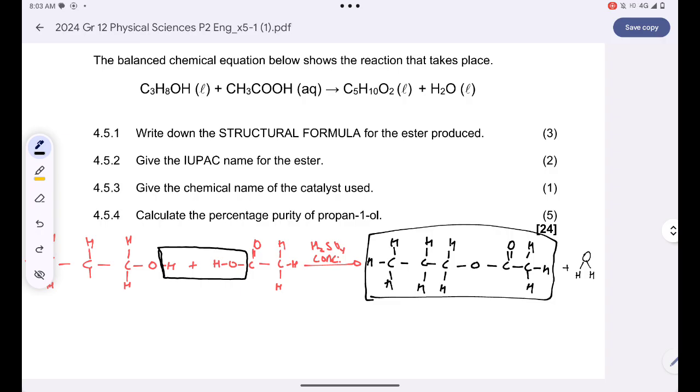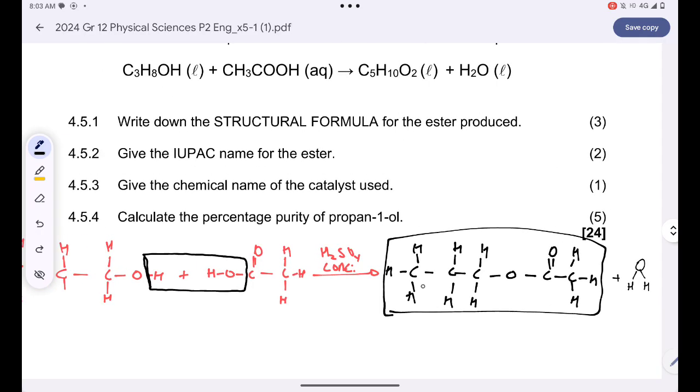For our ester, the IUPAC name, since the alcohol part had 3 carbons, we'll simply say this is propyl ethanoate. Propyl ethanoate. Okay, the chemical name of the catalyst that was used is just sulfuric acid. Are you together? Sulfuric acid. And please note, guys, our sulfuric acid has to be concentrated.